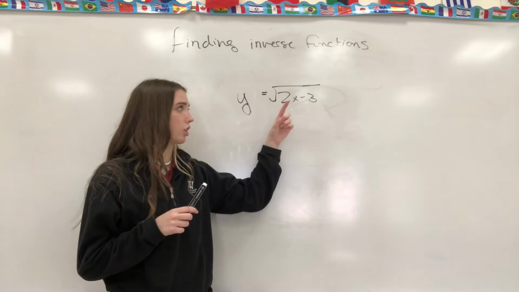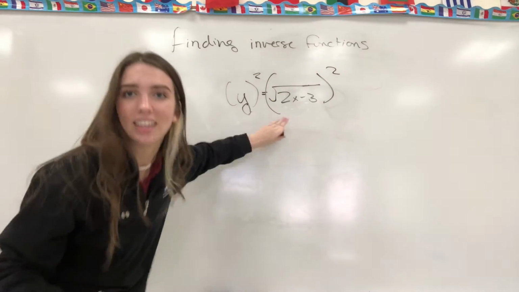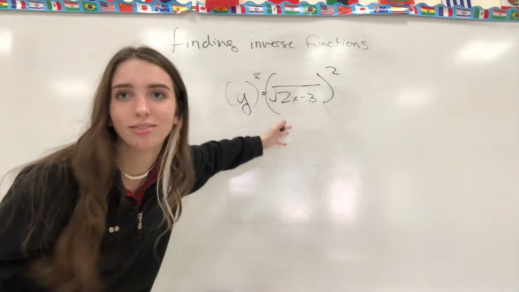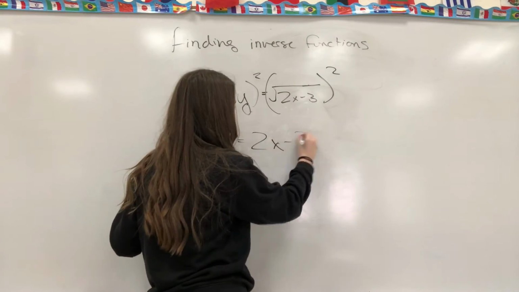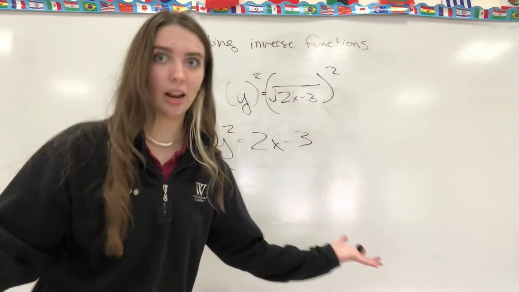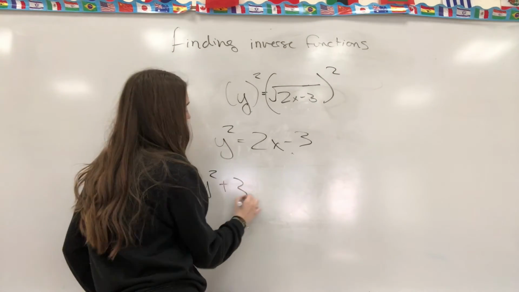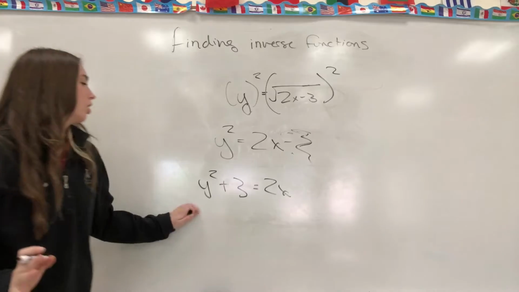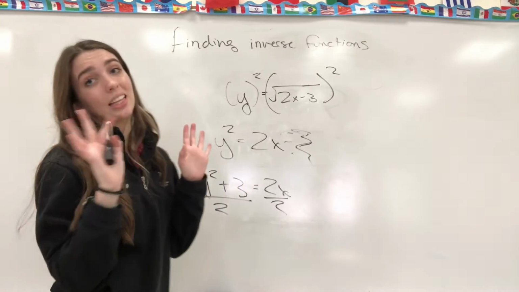So first thing to do is you're going to square both sides. Get rid of that pesky square root symbol. It's not that hard. Now we have y squared equals 2x minus 3. I wonder what we do next. Come on, guys. Add 3 to both sides. Y squared plus 3 equals 2x. So now we're here, divide everything by 2. And we're going to be left with this equation right here.